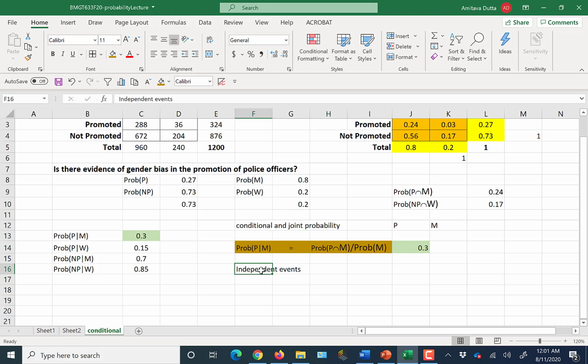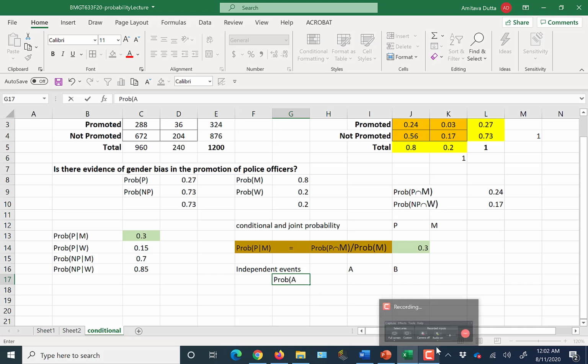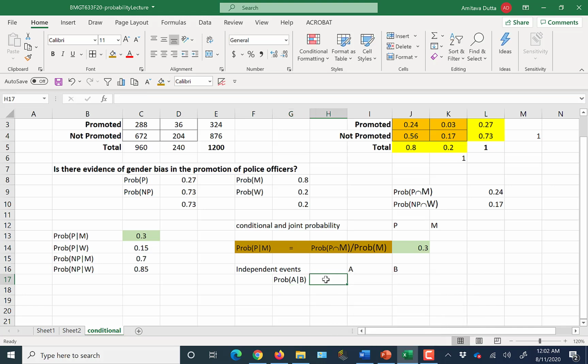Okay. So again, if you have two events A and B, when do we say that they're independent? We say that they're independent when the probability of A given B is equal to the probability of A. Okay, so just in common sense or in layman's terms, what is this telling you?